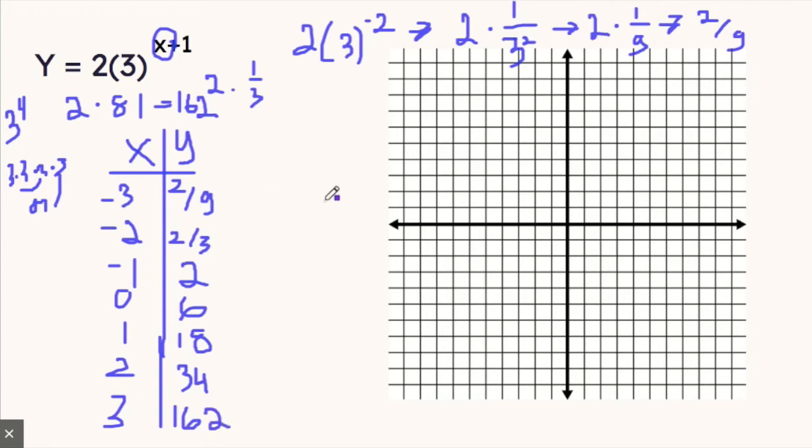Now let's graph this on our coordinate grid. At -3, it's 2/9. Just like somewhere along here. At -2, it's 2 over 3. Somewhere over here. -1, it is 2. At 0, it's 6.